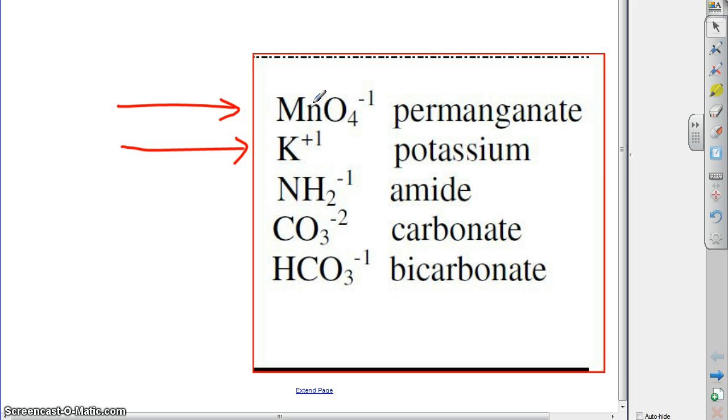Potassium will be an easy one for you. It's an alkali metal. It's in the first column. It's +1. Its name doesn't change. And that's that. Amide, there is a little bit that I can tell you about amide that may help you.